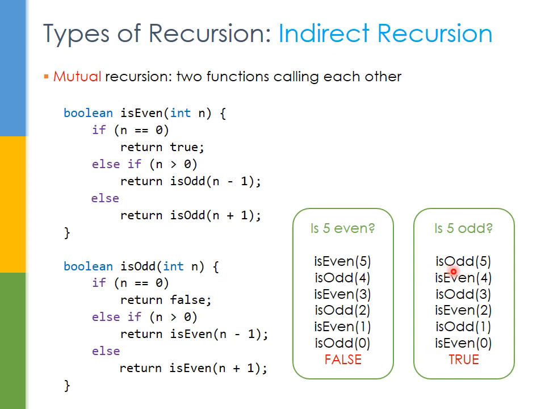So we initially call is odd, we send through a parameter value of 5, which will then call is even with a parameter value of 1 less than 5, in other words 4. Is even then calls is odd with a parameter value of 3, because that's the result of subtracting 1 from the previous n value, which was 4. Is odd then calls is even, and we send through a parameter value of 2. Is even then calls is odd, and a parameter value of 1 is sent through, and then finally is even is called, which sends through a parameter value of 0.